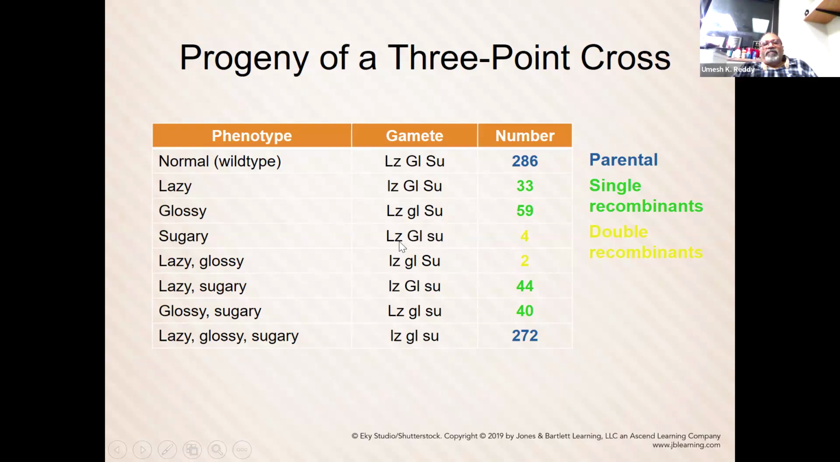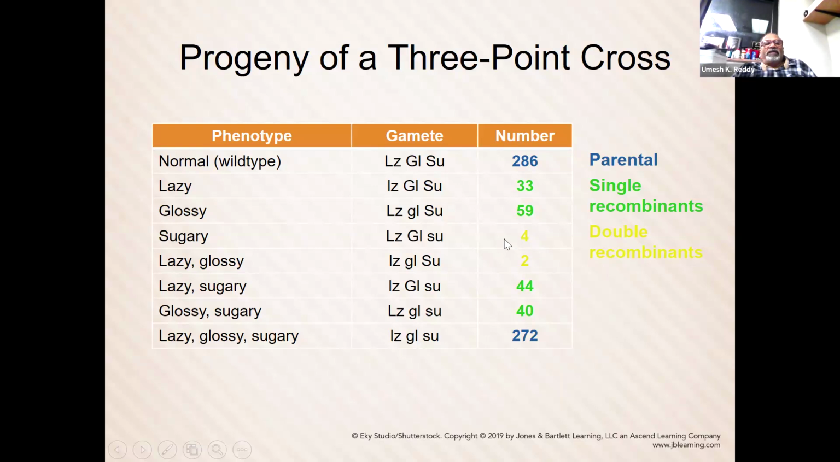The reason is lazy, glassy is there. If sugary is at the end, we should have noted a large number of segregants, not just 4. 4 and 2 are very least. This probably occurred because of double recombination, because double recombination happens very rarely. See, comparatively to 33, 59, 44, 40, the recombinants are just 4 and 2.